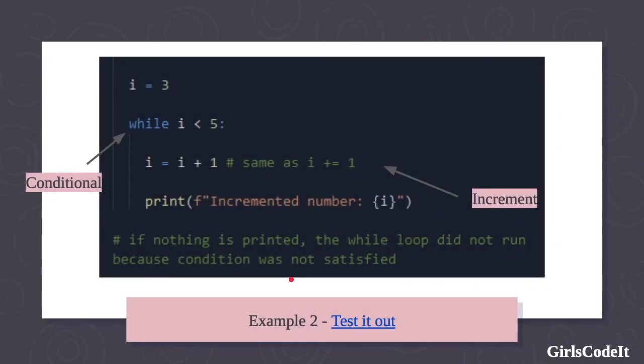Here's an example for you. We have a variable i which has the value 3. As long as i is less than 5, we will keep increasing the value of i by 1. Here i is 3 and 3 is obviously less than 5. So we do satisfy the condition for the while loop. And I'm not going to tell you the answer because I really want you to think about it and to try it out.